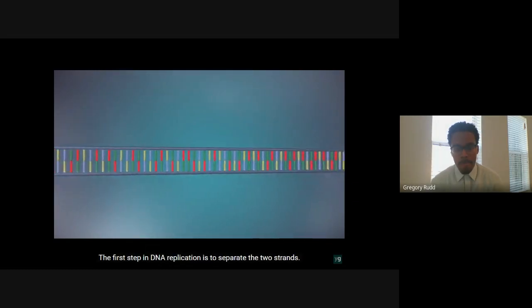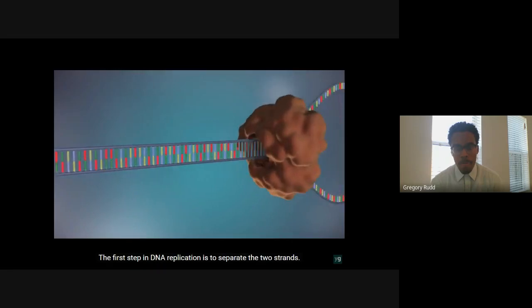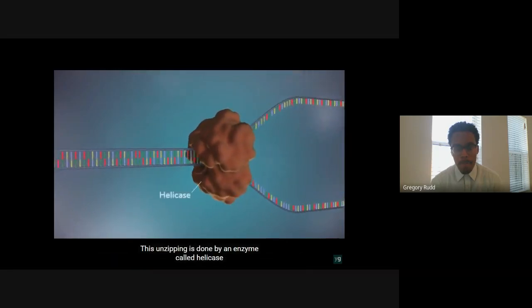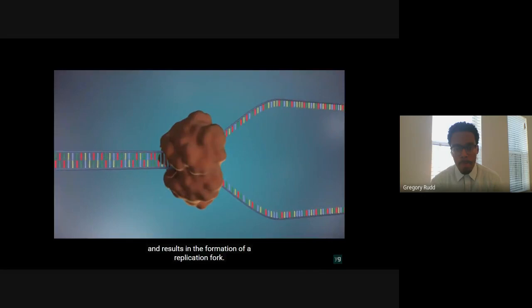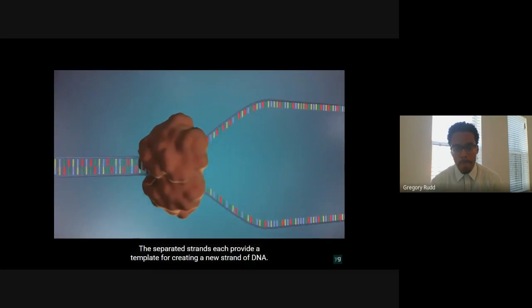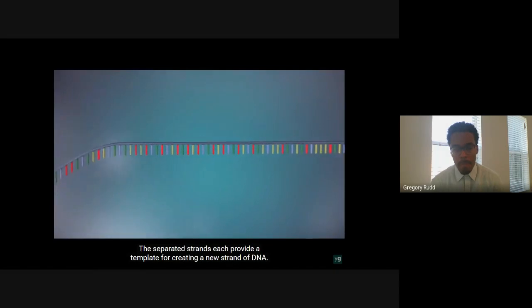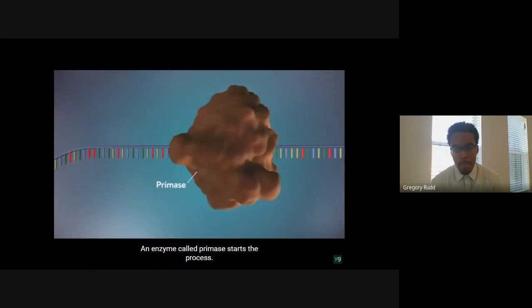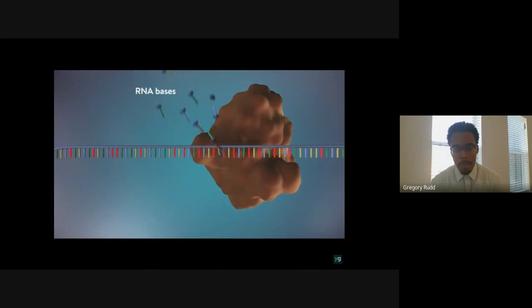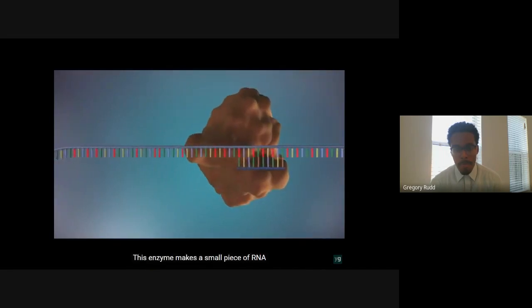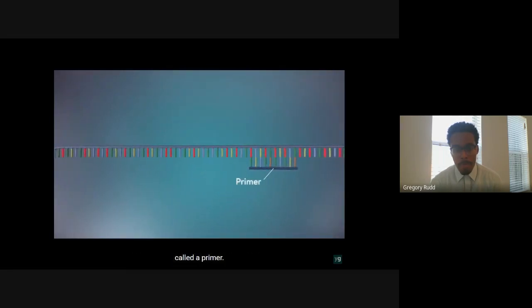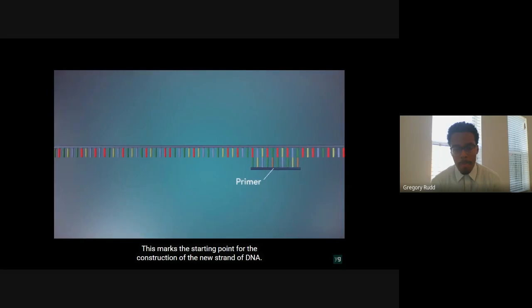The first step in DNA replication is to separate the 2 strands. This unzipping is done by an enzyme called helicase and results in the formation of a replication fork. The separated strands each provide a template for creating a new strand of DNA. An enzyme called primase starts the process. This enzyme makes a small piece of RNA called a primer. This marks the starting point for the construction of the new strand of DNA.